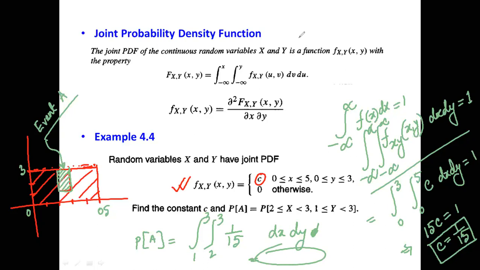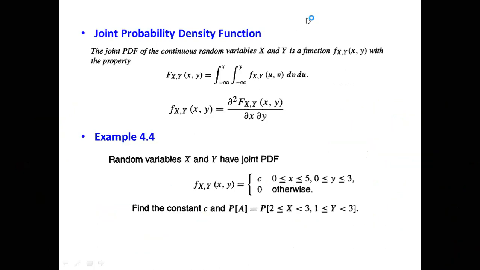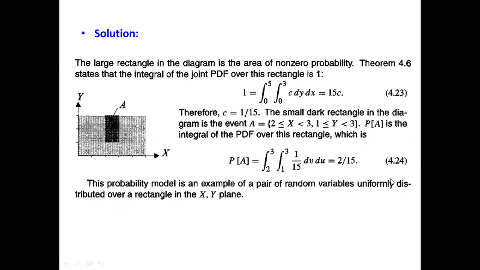All right, so let's see the result. That is the case that we were talking about. We have seen that 1 equals 15C, then the C value has become 1 by 15, and then we have used this X and Y, and we have found out that this value will be equal to 2 by 15.